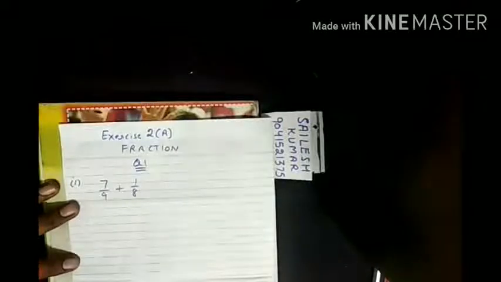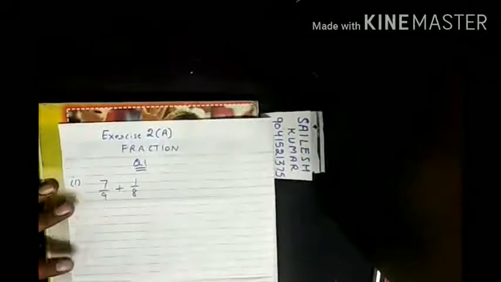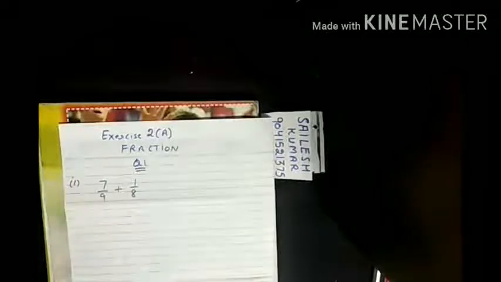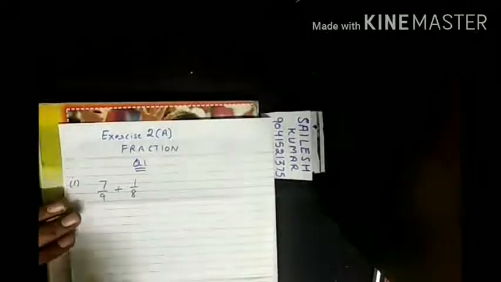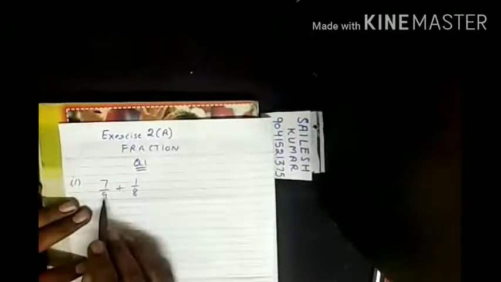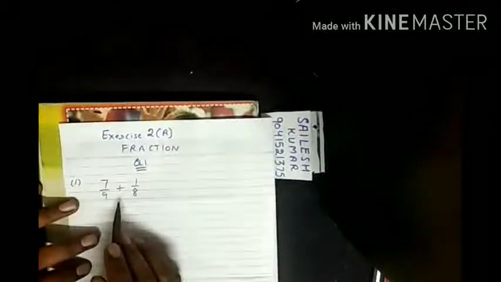The first method is by taking the LCM and making each fraction an equivalent fraction so that their denominators are the same, and the other way is the method of cross multiplication. So let's start with the first method. Now in the very first method we will take the LCM of the denominators. So we will find the LCM of 9 and 8.